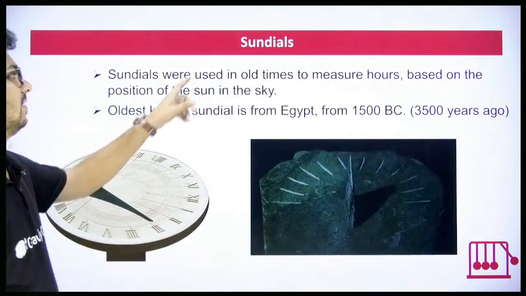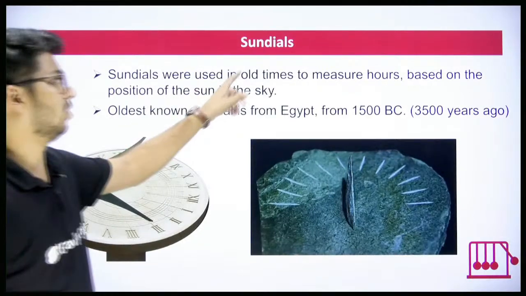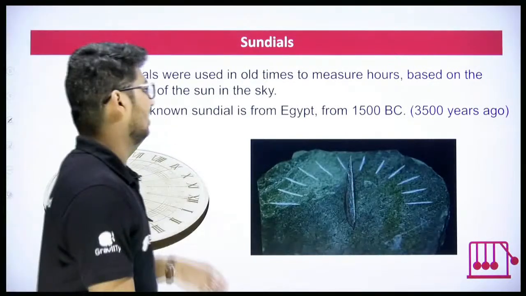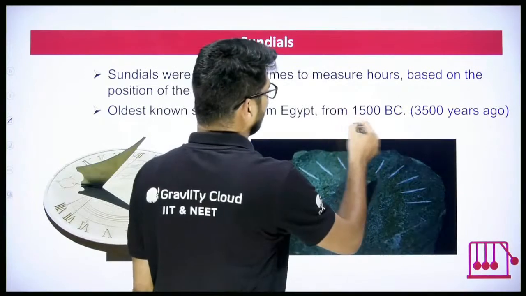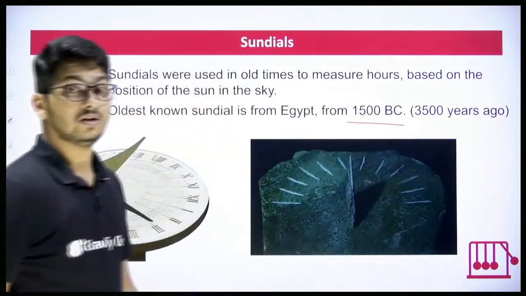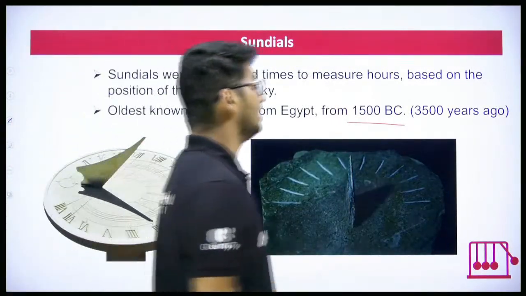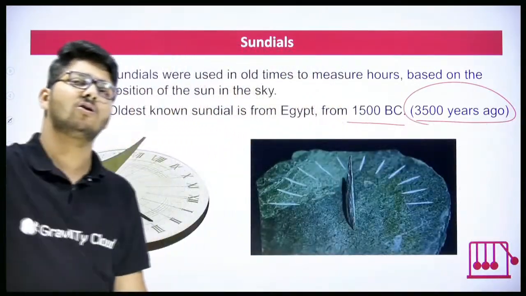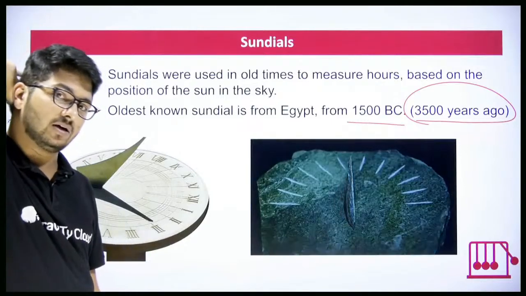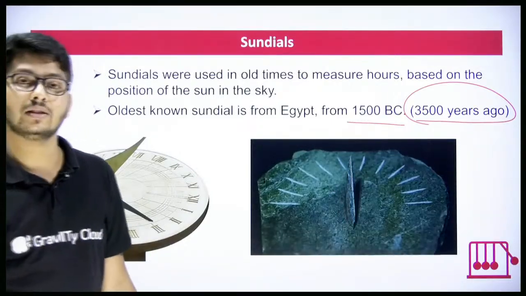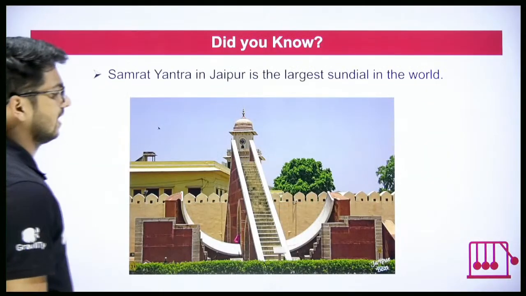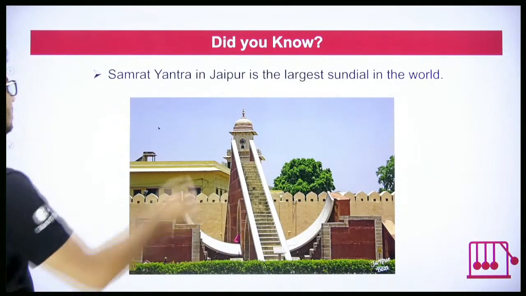Clear? So sundials were used in old times to measure hours based on the position of the sun in the sky. And the oldest known sundial is from Egypt from around 1500 BC. What is 1500 BC? It is 3500 years ago. Very long back. Even then sundials were there. Good? Okay. Then again, there's an interesting fact here.